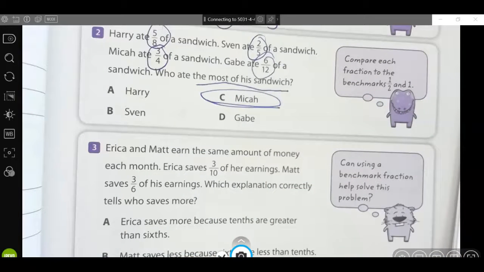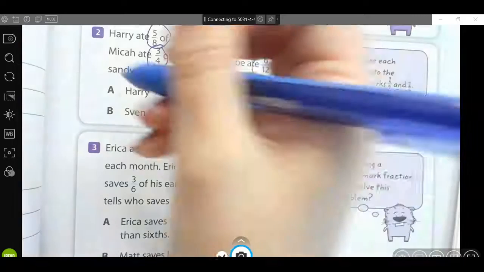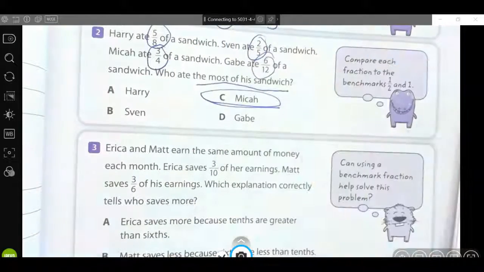Yeah, it's Micah. But remember, guys, if you're not sure how to say the names, just call him S or M or G, okay? Don't let those names trick you. It has nothing to do with the problem.